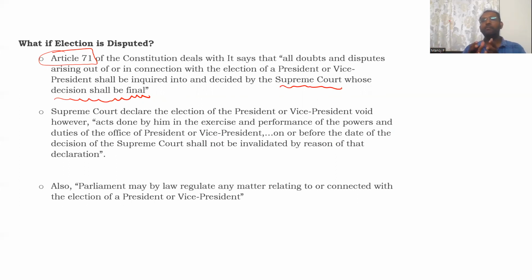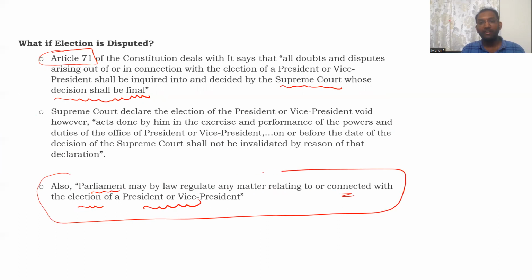Now, within these 6 months, some decisions would have been taken by the Vice President of India, right, or the President of India. Such decisions would not be considered invalid. All such decisions are considered valid. This is what this paragraph says. And Parliament can pass a law for any matter relating to or in connection with the election of President or Vice President. So Parliament may by law modify the existing procedure. Okay. So this is about the election of President or Vice President of India.